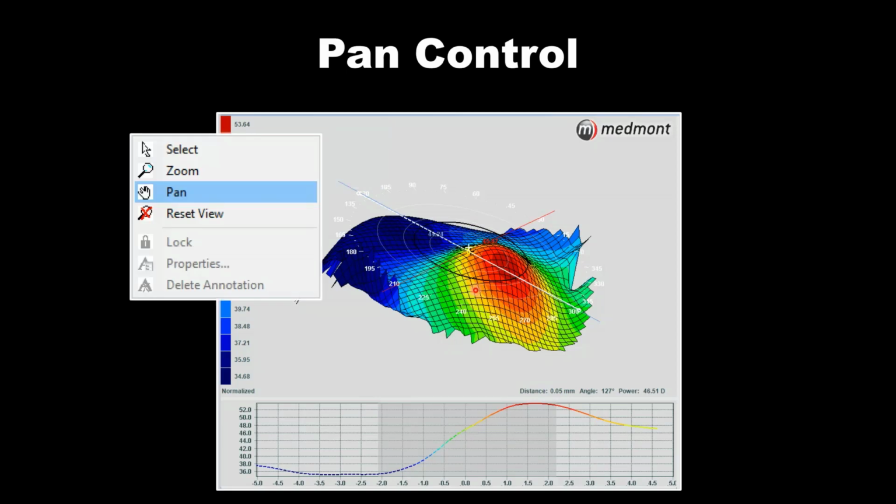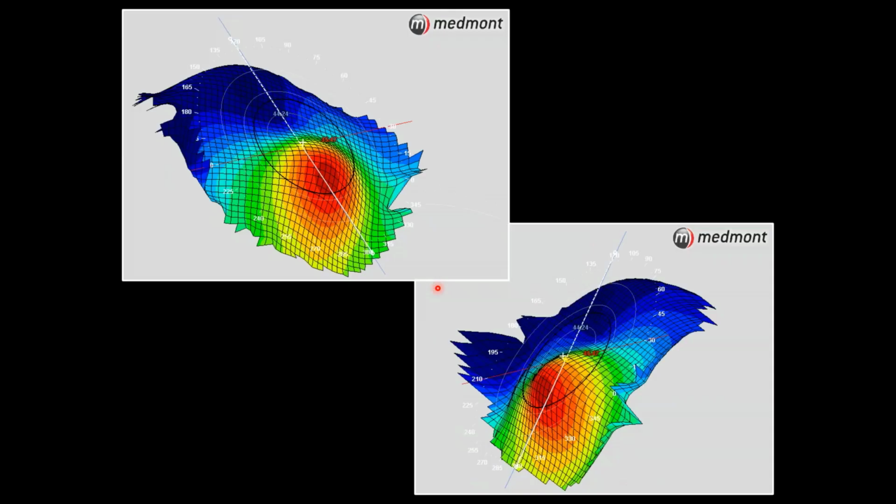If you right-click on top of this topography and select your pan tool, then you can move the image to show a cross-section if you wanted to see the perspective from the nasal side, or looking from the top down on the cone, you can adjust that angle that you're looking at the topography.